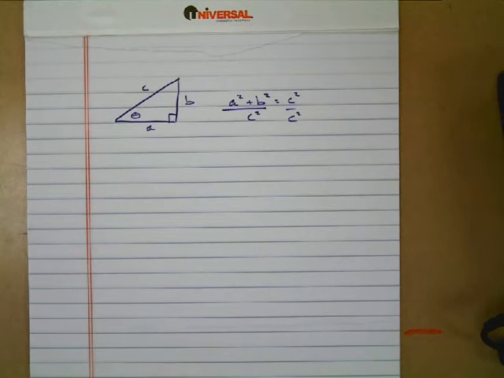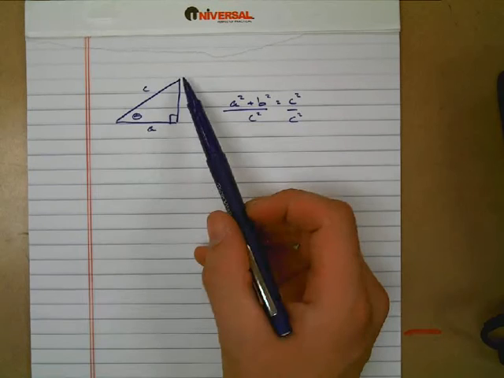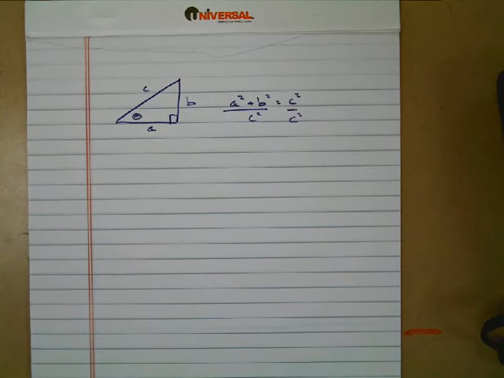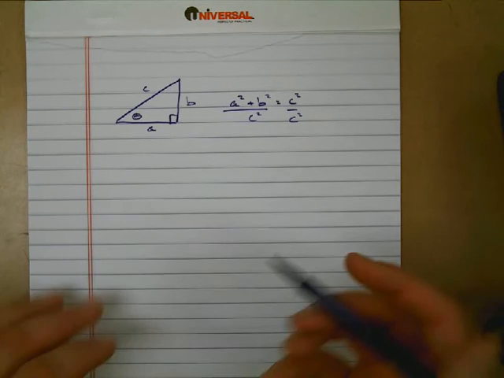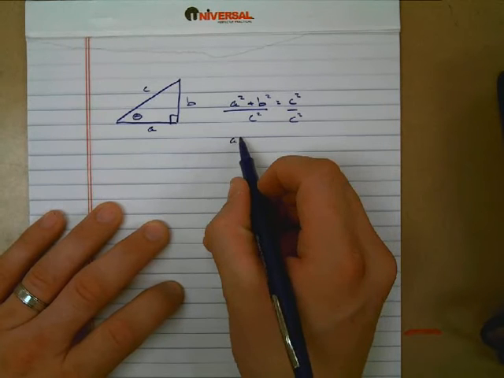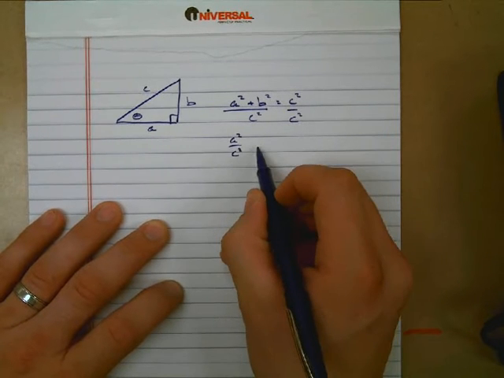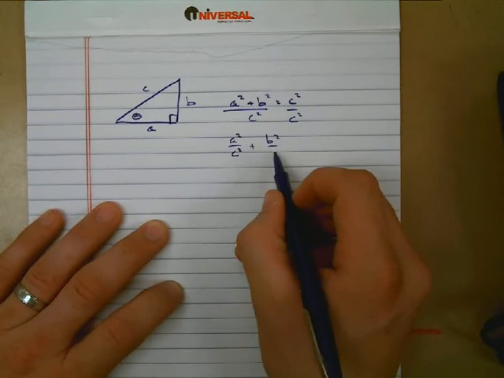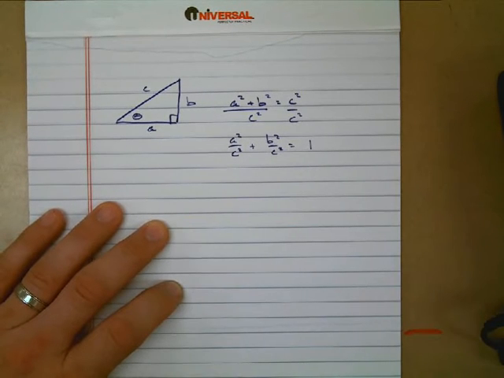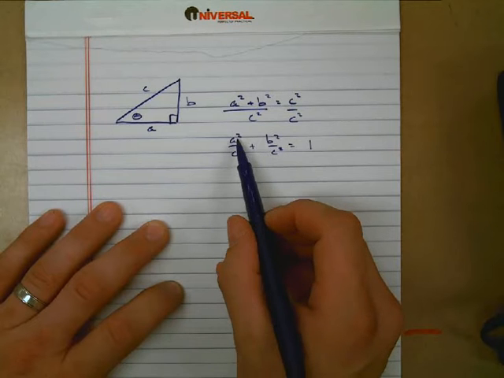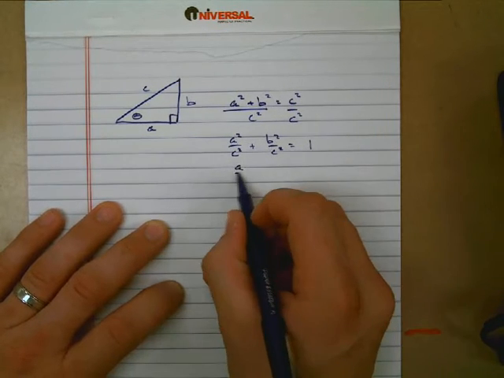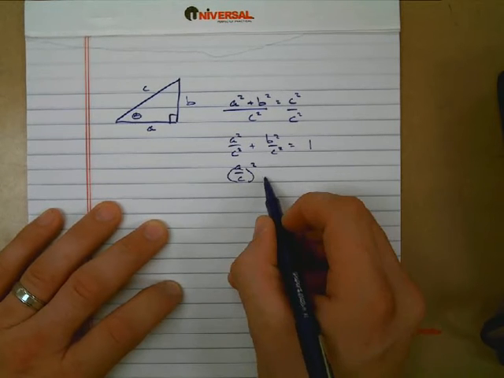Well, c is a length of a hypotenuse. Well, no triangle has a hypotenuse of length 0, therefore I can divide by c, or in this case c squared. Well, dividing on the left side here I can rewrite as a squared over c squared and b squared over c squared. And on the right hand side, anything divided by itself is always 1. Well, my exponent rules say that if I have a numerator and denominator to the same power, I can rewrite that as (a over c) squared plus (b over c) all squared equaling 1.